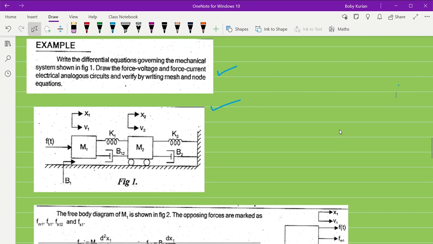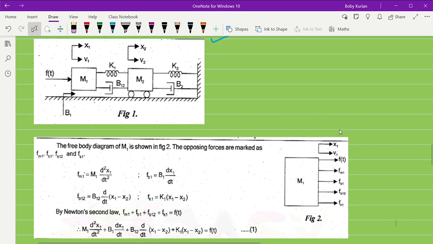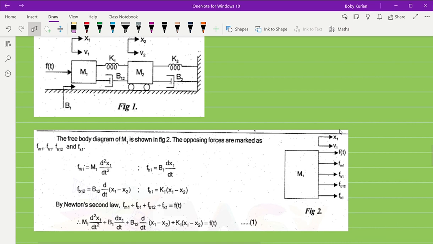So when we think about this mechanical system, first of all we have to find the differential equations which are governing the mechanical system. We need the differential equation representation corresponding to this mechanical system. How can we do that? First of all, we will take the mass m1 and draw the free body diagram related to mass m1.